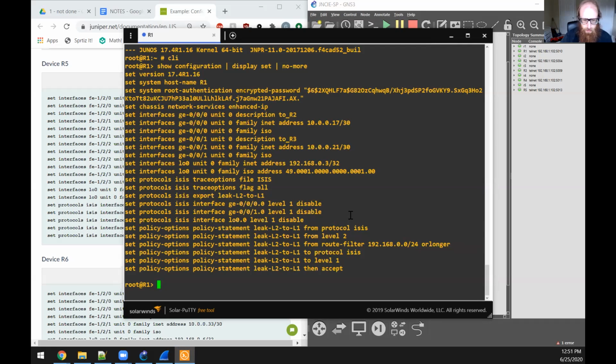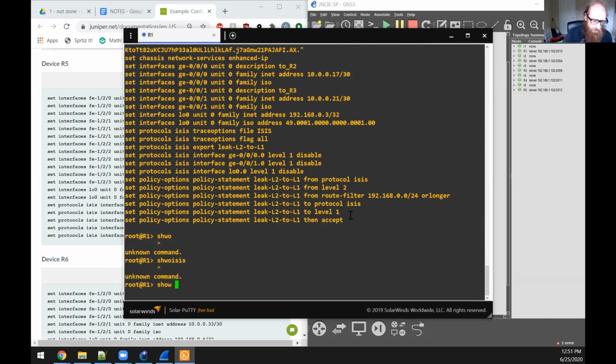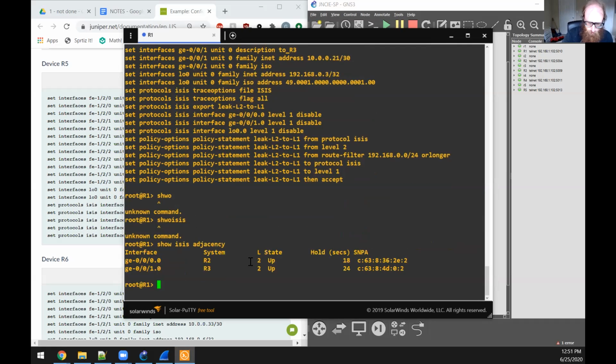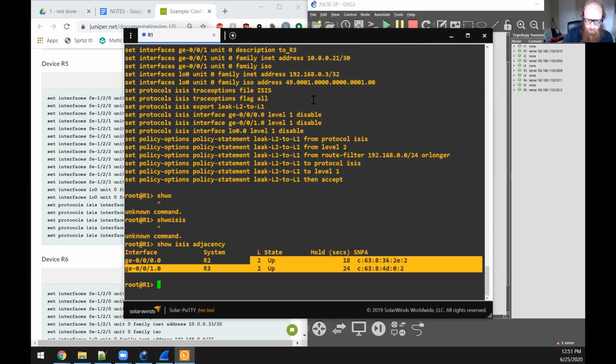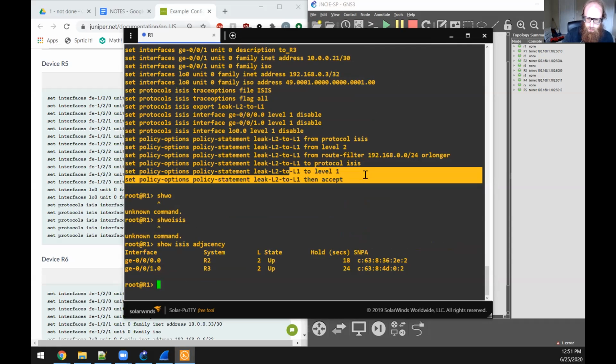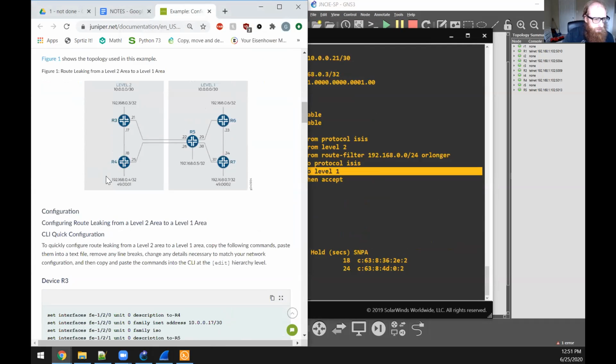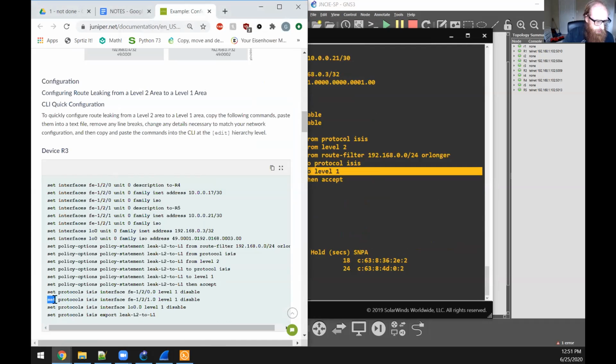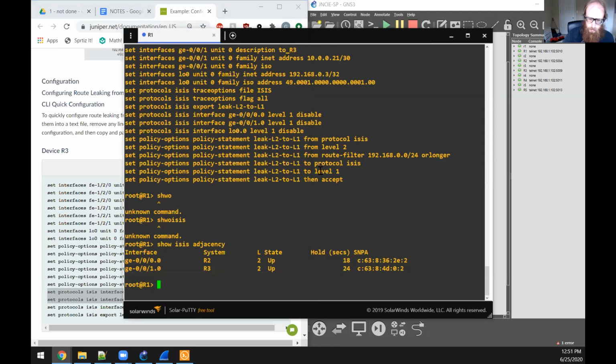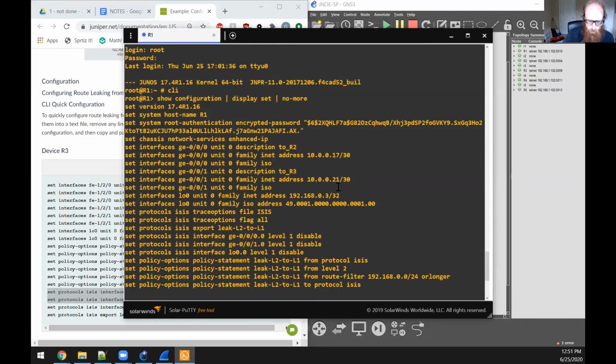But the problem with that is if I do a show ISIS adjacency, I've only got level 2 adjacencies. So how is it going to propagate the level 1 if I've only got a level 2 adjacency? You can see I very clearly am using the proper configuration. It is intended for there to only be a level 2 adjacency. So I don't know how a level 1 route is going to propagate out a level 2 adjacency.